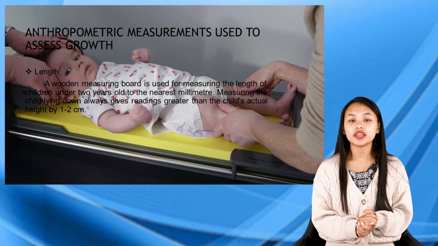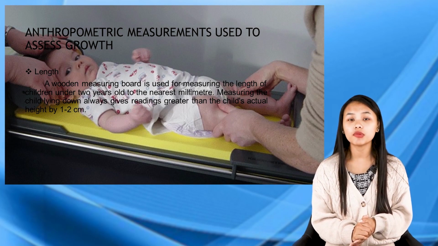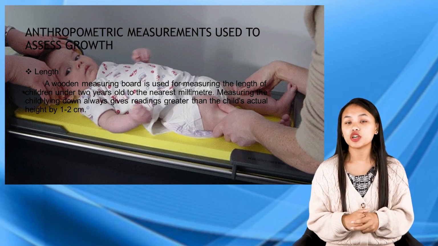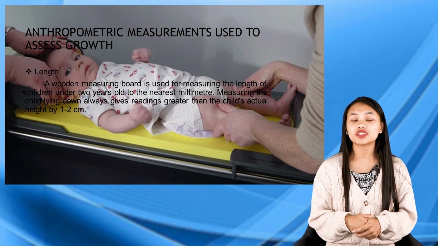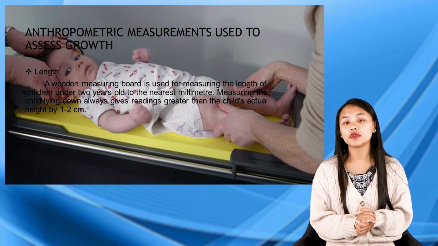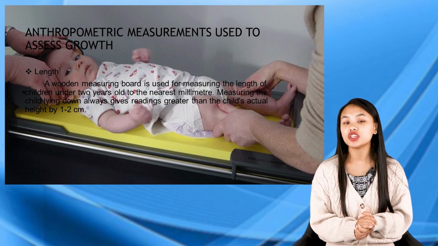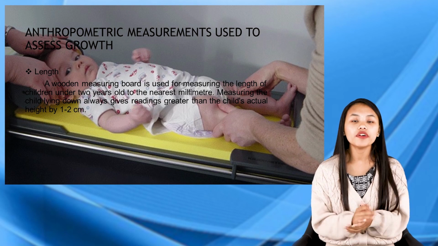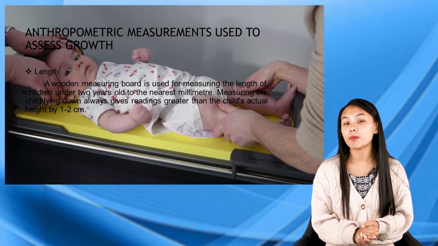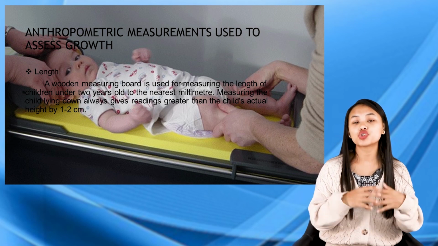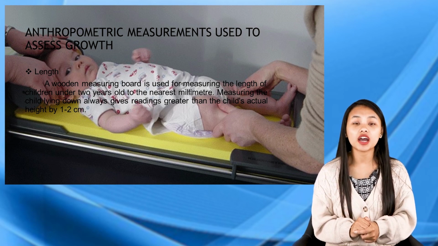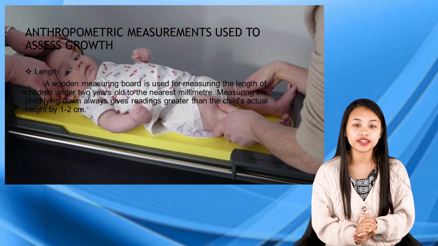So the first one is the length. So here, what you will be doing is that with a wooden measuring board, also known as the sliding board, you will be measuring the length of those children who are below 2 years of age to the nearest millimeter. However, you must keep in mind that whenever you measure the child in a lying position, it always gives a reading which will be greater than the child's actual height by 1 to 2 centimeter.